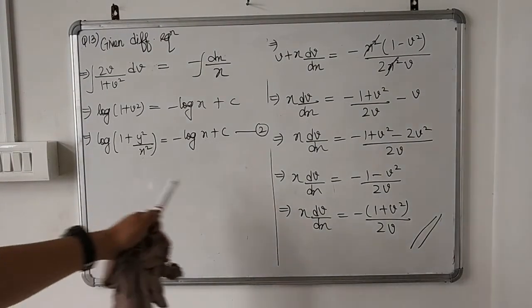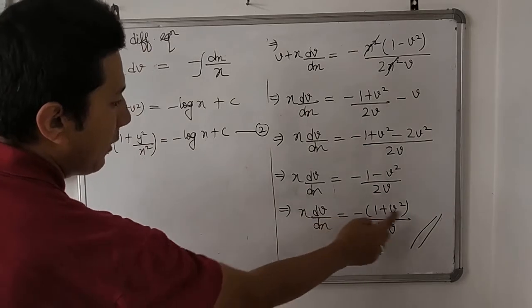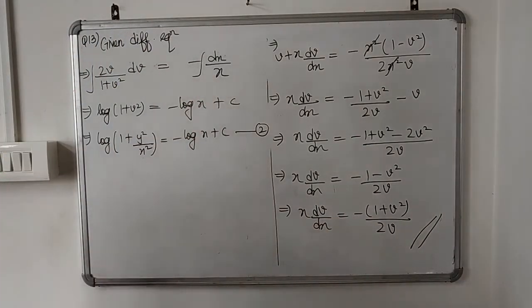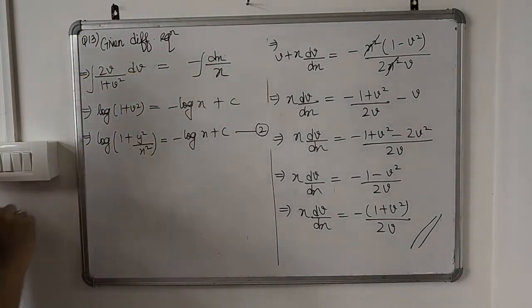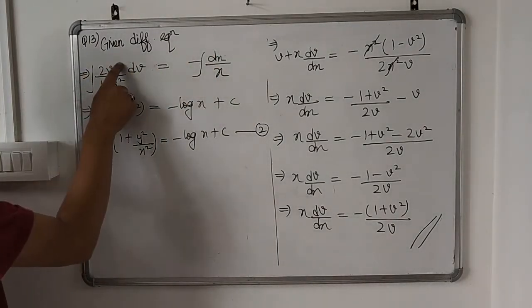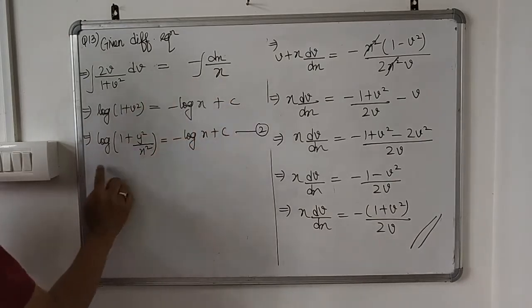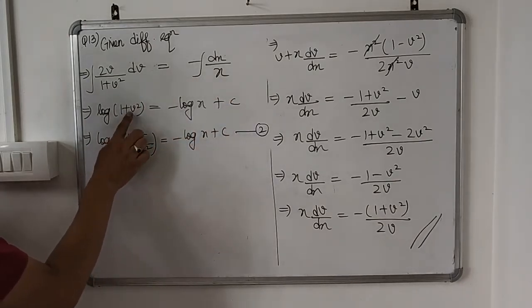Alright, so now after cross multiplication, 2v by 1 plus v squared equals minus dx by x. So separation done. Put the integration sign. If you substitute the denominator, you will get the numerator. So log 1 plus v squared equals minus log x plus c. Okay, and y is equal to vx, so v equals y by x.